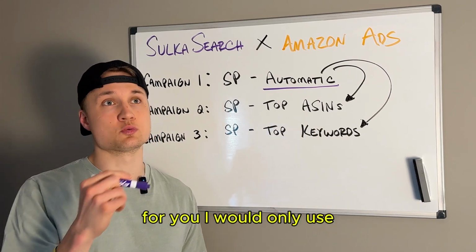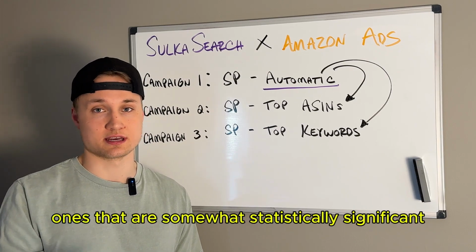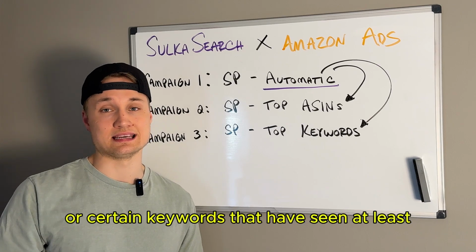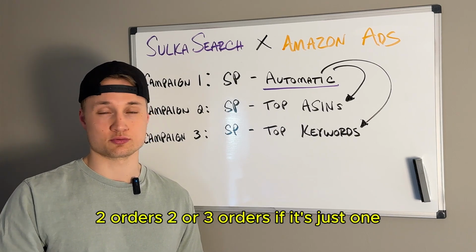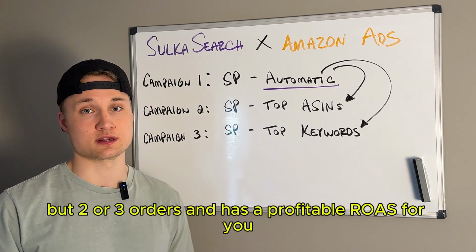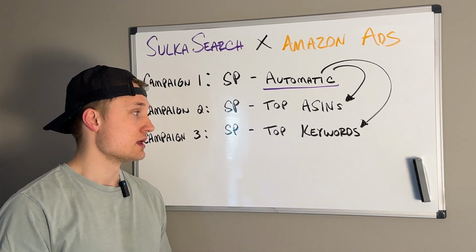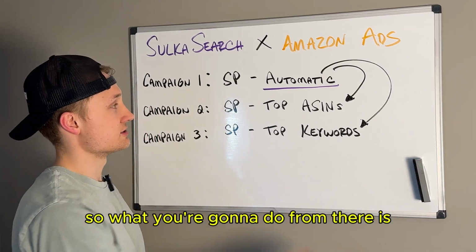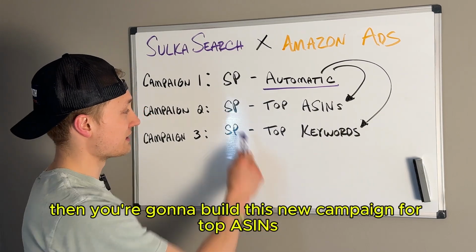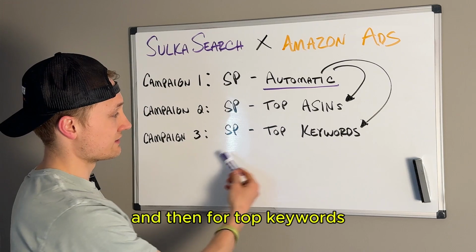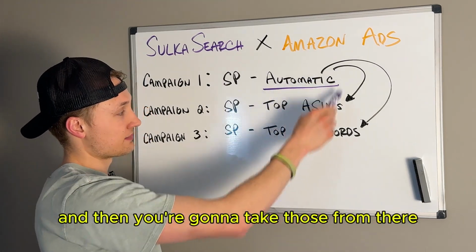I would only use ones that are somewhat statistically significant. So look for certain ASINs or certain keywords that have seen at least 2 or 3 orders. If it's just one, I wouldn't use it. But 2 or 3 orders and a profitable ROAS for you, or profitable keywords as well. So what you're going to do from there is take those from the automatic campaign and build this new campaign for top ASINs. That's just what you're going to name it. And then for top keywords, you're going to take those from there and move them down.